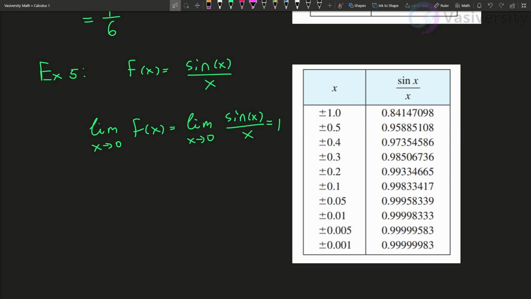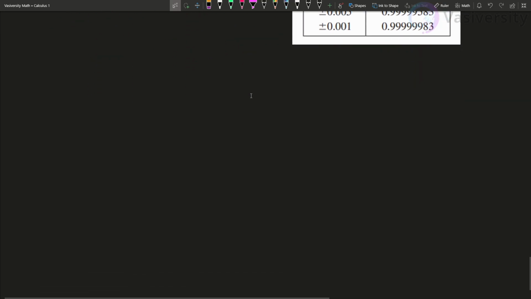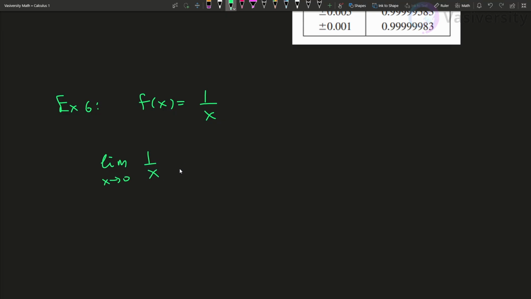Sometimes limits don't exist, and sometimes we have to do some more analysis to see. An example of a limit that would not exist is if f of x is equal to 1 over x. The reason is that the limit as x approaches 0 of 1 over x is not a good function.